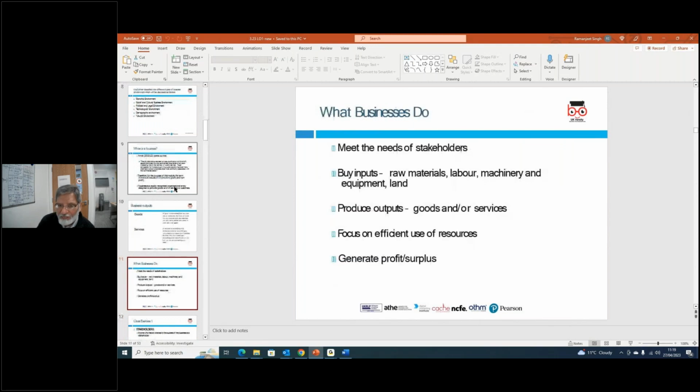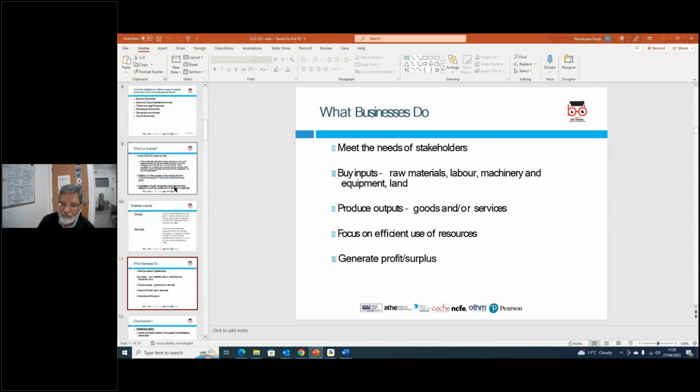Okay. Yeah. The businesses are there. Why are they there? They are there to meet the needs of the stakeholders. They are there to meet the needs of customers. They are there to produce goods and services. They buy raw materials. They produce goods. They produce them internally or externally, buy them, and they sell them.